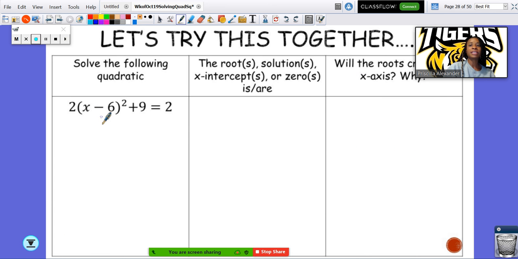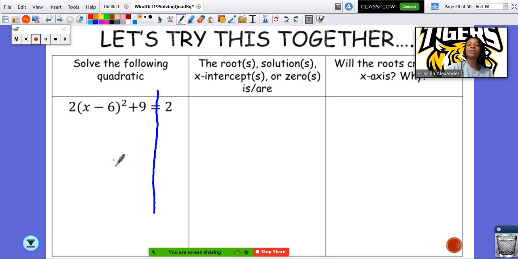So let's try this one together. It says solve the following quadratic. I'm going to drop a line through the equal sign, and I'm going to use the line method. The line method tells me the variable, which is right here, that x, belongs on the left side, and these constants I have to get to the right side using some type of operation. It may be adding, subtracting, multiplying, or dividing, but I know I have to get them over here on the right side.